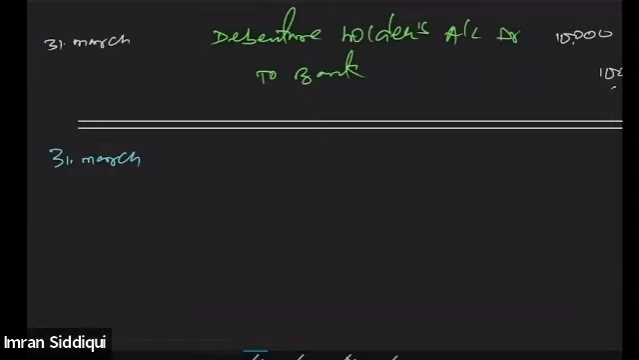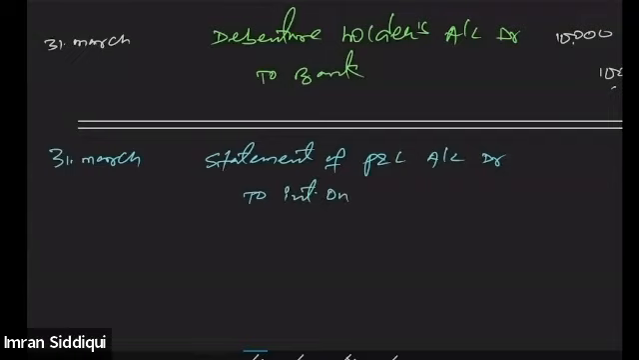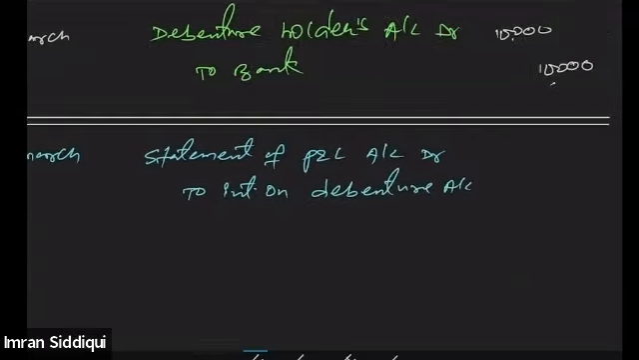I'm sure all of you know that. So the statement of profit and loss account will be debited to interest on debenture account. Understood? Yes, sir.